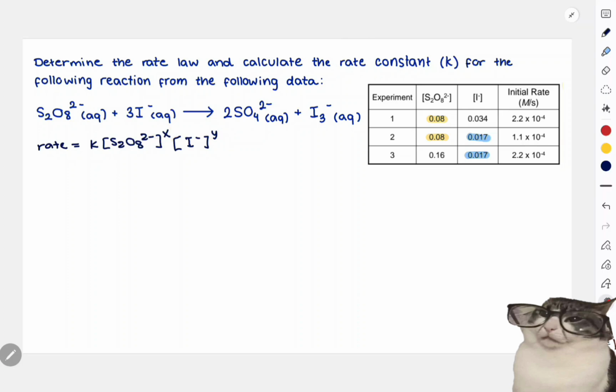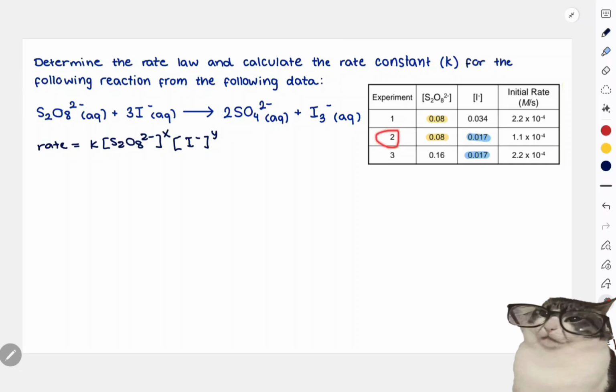We need to determine how the reaction rate changes when the concentration of one reactant changes while the other is kept constant. So let's look at the experiments. I already went ahead and highlighted the concentrations of the reactants that are identical. For experiment 1 and experiment 2, the concentration of S2O8 is the same. It's 0.08, right? And the concentration of iodide is 0.034 and 0.017. So when we plug it into the equation, these terms will cancel out. That will then leave an equation that only involves the iodide, and then we can solve for y, and vice versa.